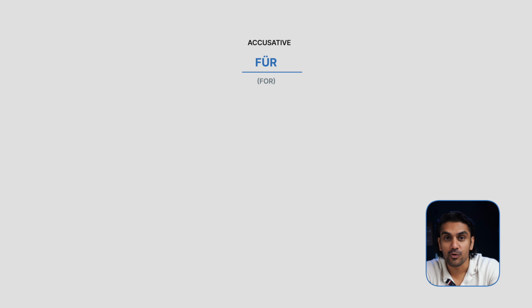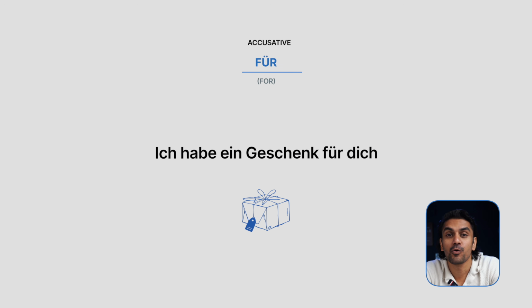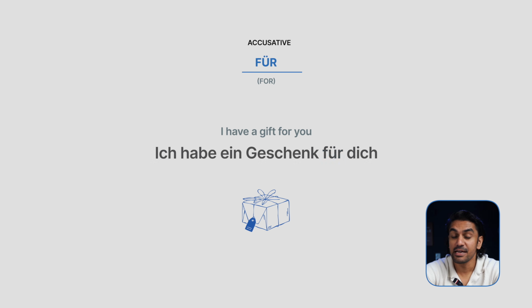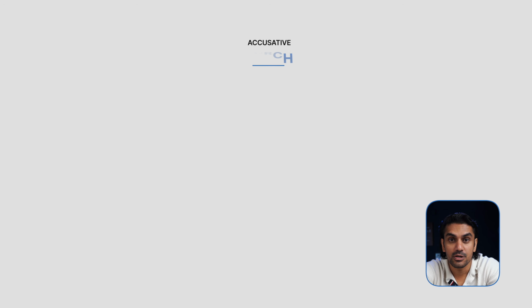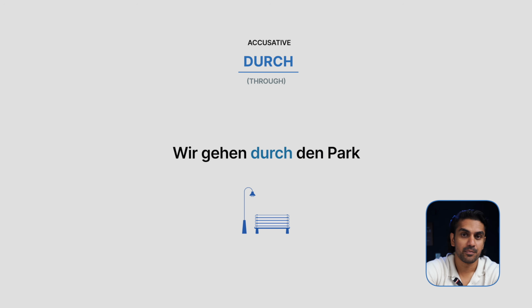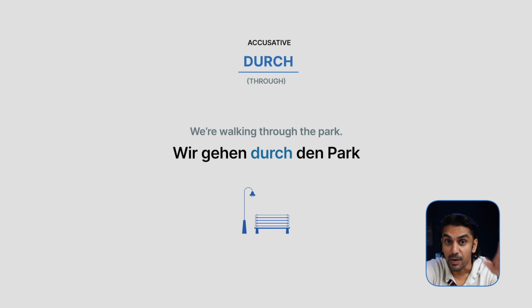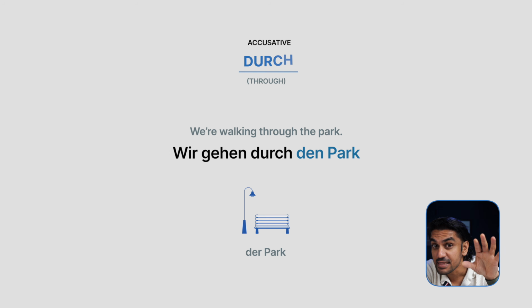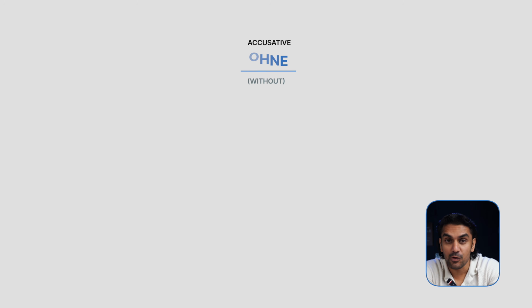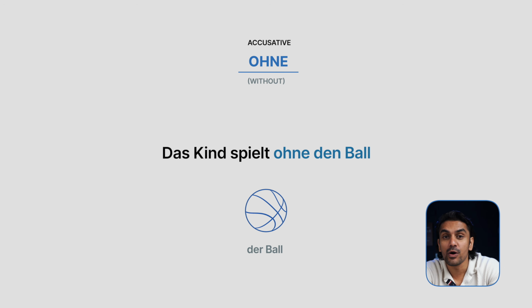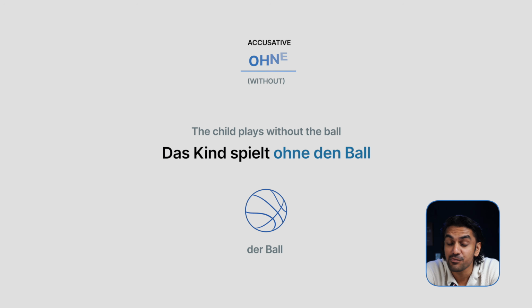Für, for. Ich habe ein Geschenk für dich. I have a gift for you. Here für is an accusative preposition. So the pronoun du changes to dich. Durch or through. Wir gehen durch den Park. We are walking through the park. Park in German is der Park and its accusative form is den Park. Ohne, without. Das Kind spielt ohne den Ball. The child plays without the ball.